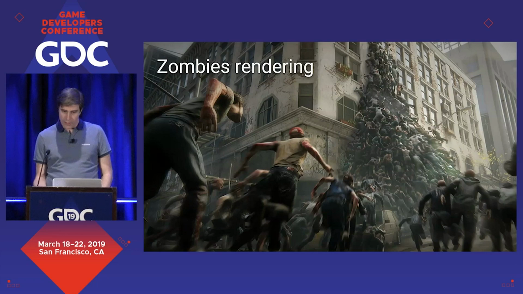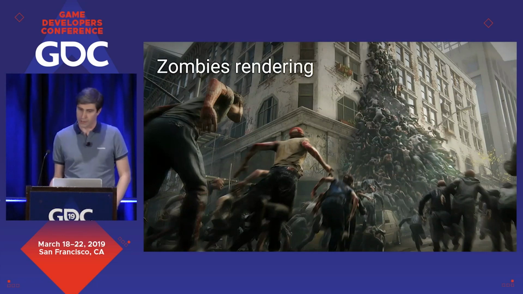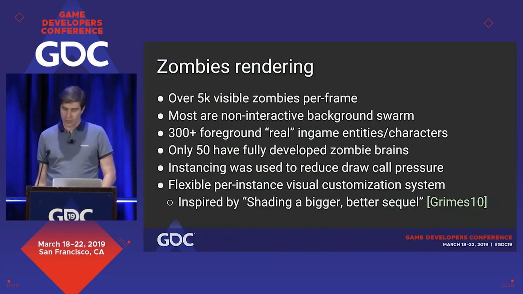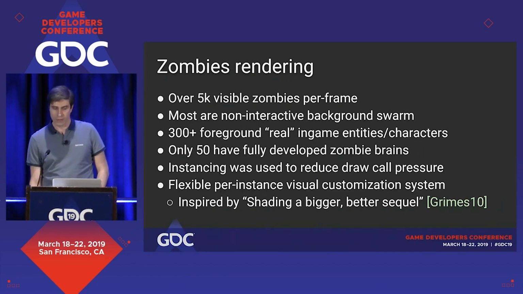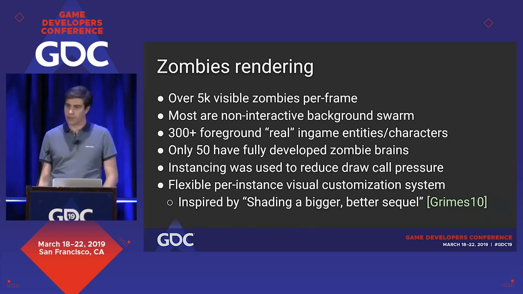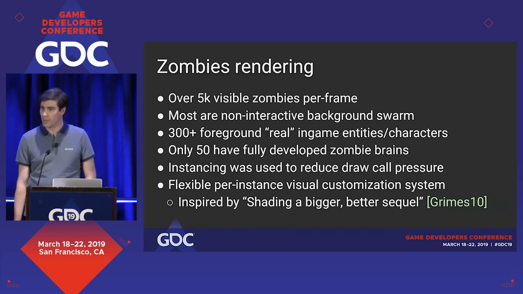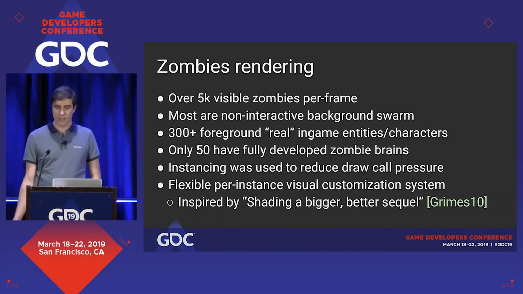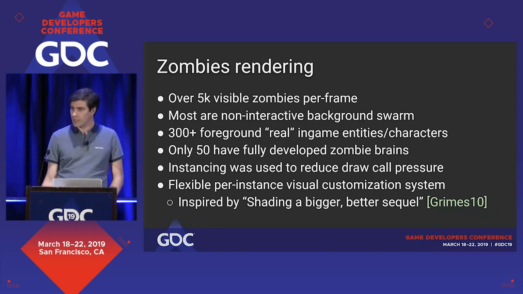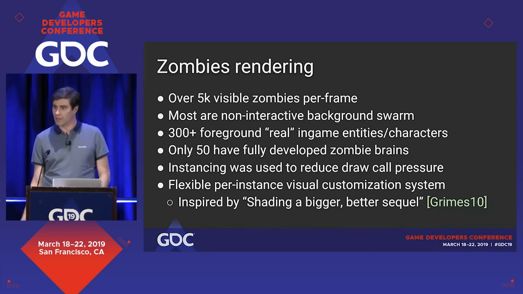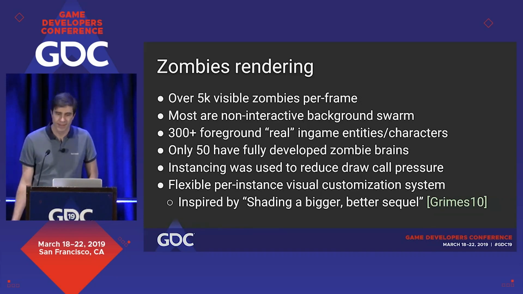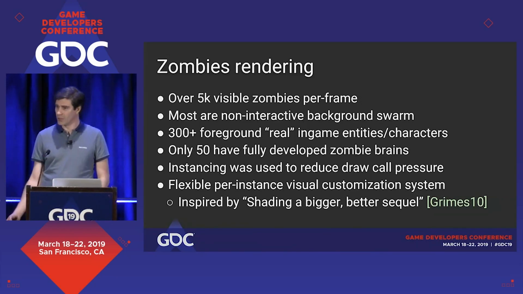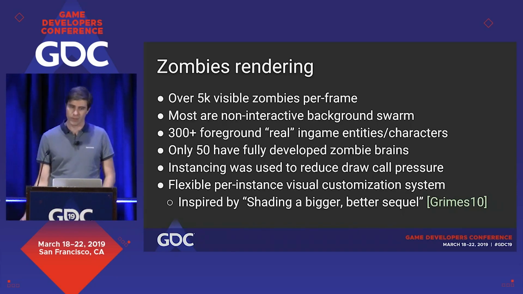So, in our game, we feature a lot of zombies on screen. More than 5,000 zombies per frame. Although, most of them are non-interactive zombies. We call them the background swarm. And only 300 or so zombies can actually be killed, can be interacted with. And of those 300 zombies, only 50 are fully grown zombies with brains. And those zombies do actually attack you and run towards you.